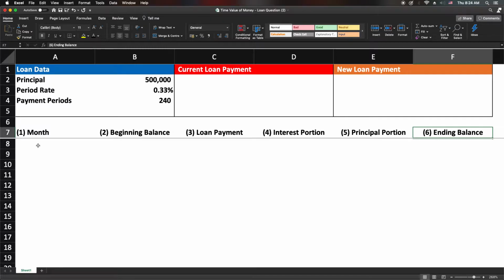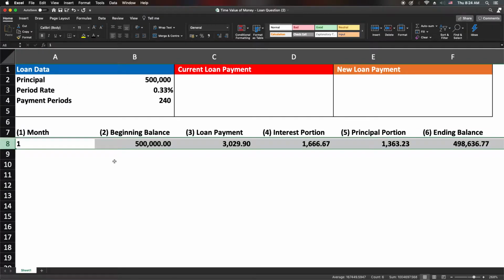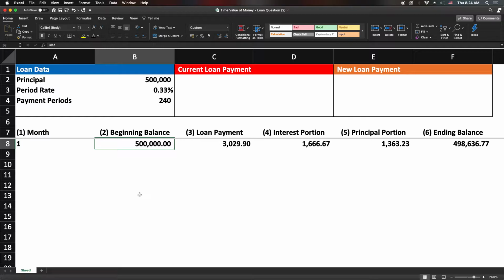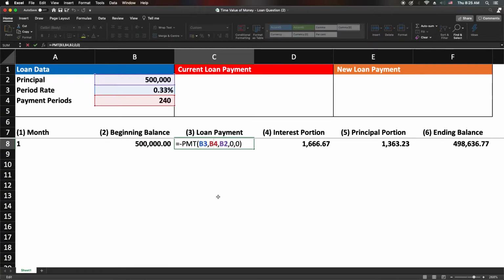Now let's see what happens in the first month. The beginning balance is $500,000 as it is the original loan principal. For loan payments, we may use the PMT function in Excel to find this amount. There are 5 inputs to this function: the period rate, the number of payment periods, and the original loan principal. And then we have 2 zeros here. The first indicates that we don't have future value in this question, while the second indicates all the loan payments are made at the end of every month.